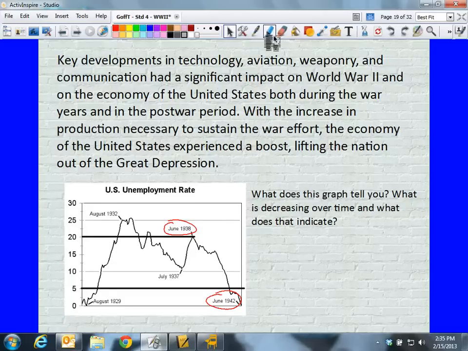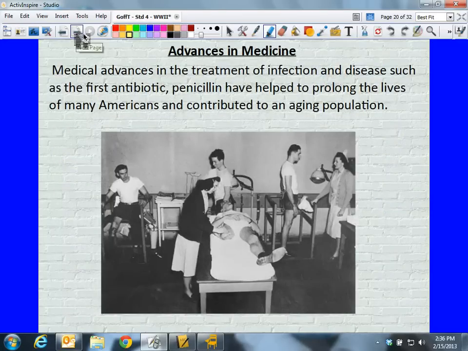So some key points off of this page to keep in mind: with an increase in production necessary to sustain the war effort, the economy of the United States experienced a boost, lifting the nation out of the Great Depression. So let's take a look at what some of these key advancements were.